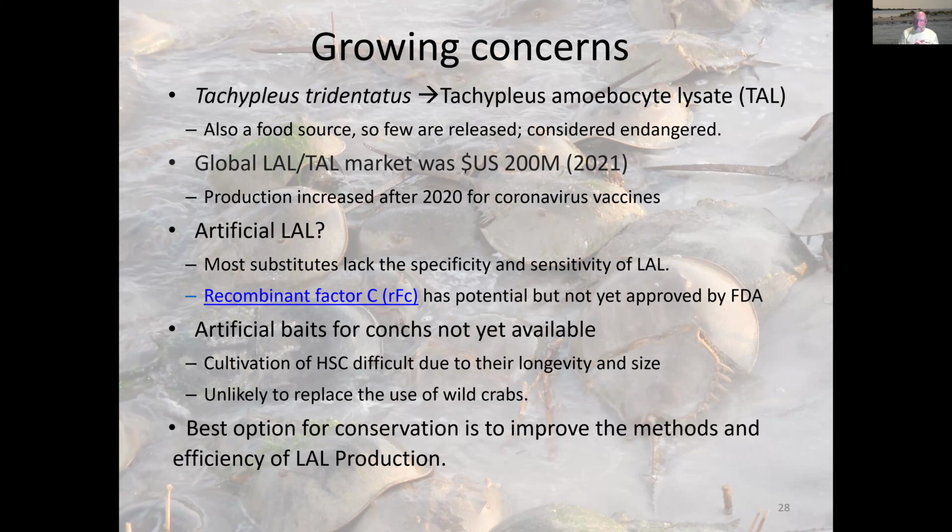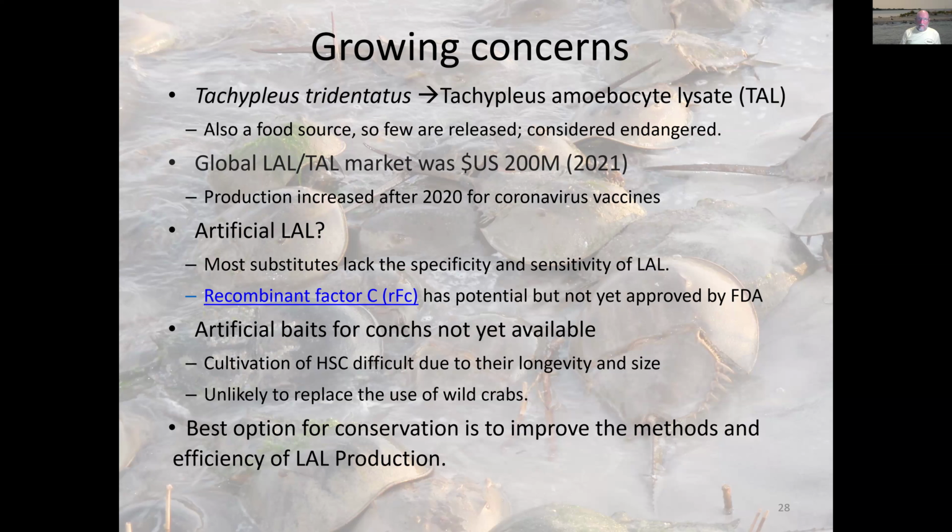And some substitutes have been found, predominantly one called recombinant factor C, which can be produced artificially. It has some potential. It's not yet been approved by the FDA in the United States, though it is being used in other countries. According to the scientists I've talked to, it's not quite as good. It doesn't quite have the specificity or the sensitivity of the horseshoe crab produced product, but I think they'll get there. So I'm hoping that in another 5 or 10 years, this industry of taking the horseshoe crab blood will sort of dissipate as we replace it with artificial product.